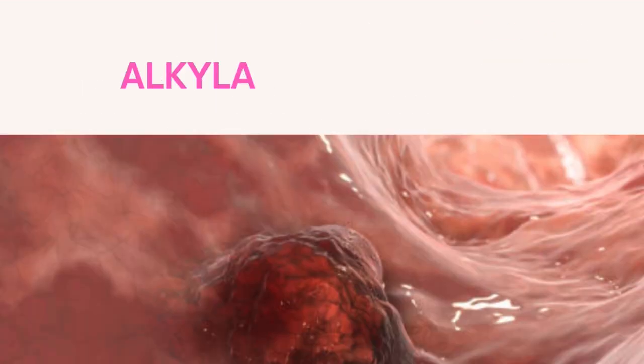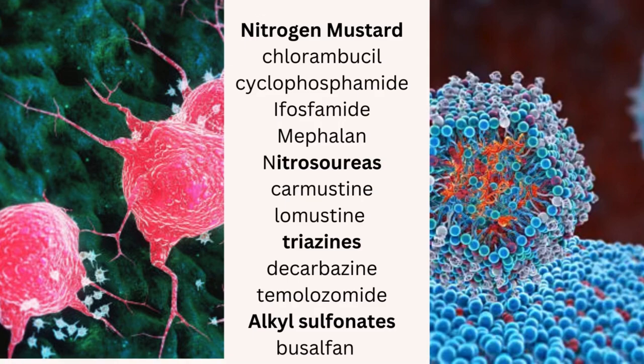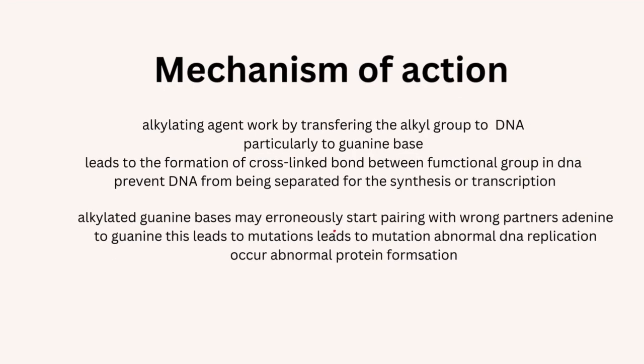Next class is alkylating agents. The drugs included in alkylating agents are clearly mentioned here. Major mechanism of alkylating agents is transferring of an alkyl group to DNA, leading to mismatch of base pairs and mutation. They also form cross-linkage bonding on the functional groups of DNA, preventing DNA from being separated, and thus the cancer cell does not progress.